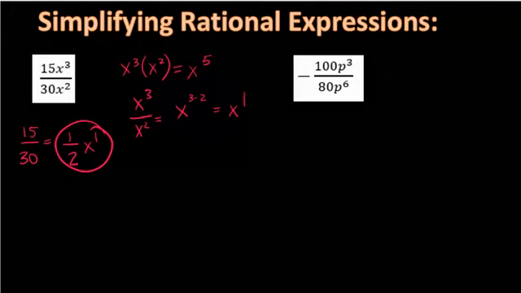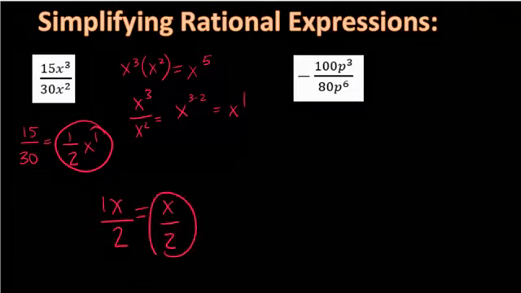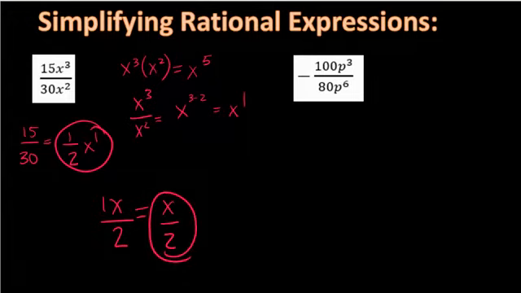When your exponent is positive, the variable will go into your numerator. So you really would have 1x over 2, which can be written as x over 2. And that's the simplified version.